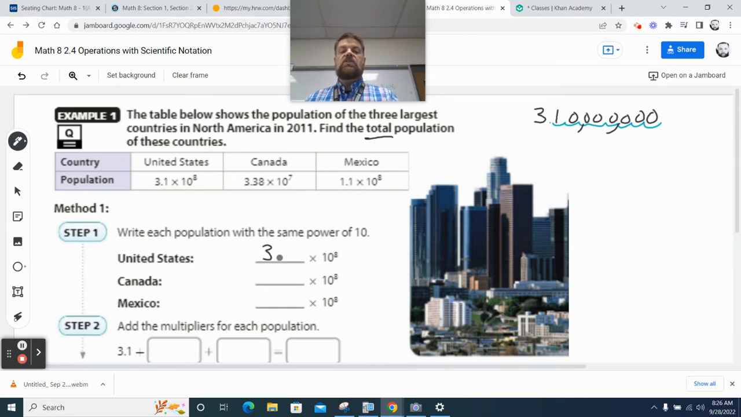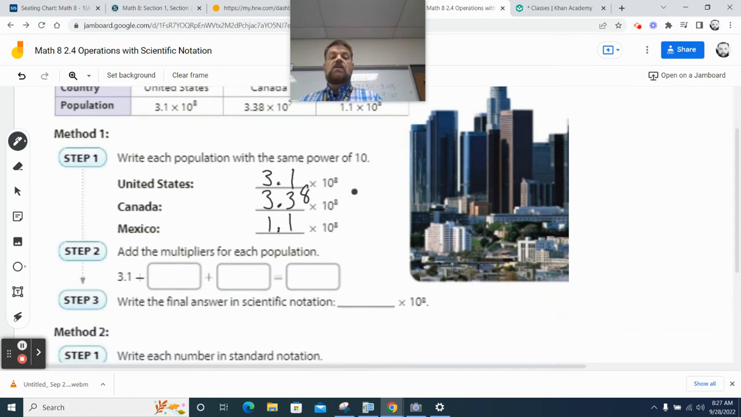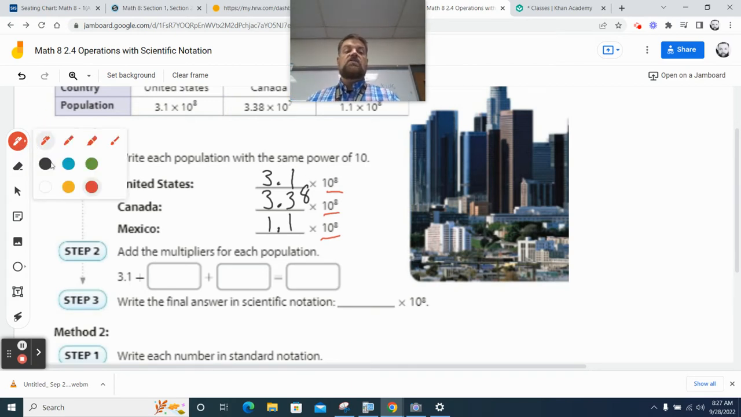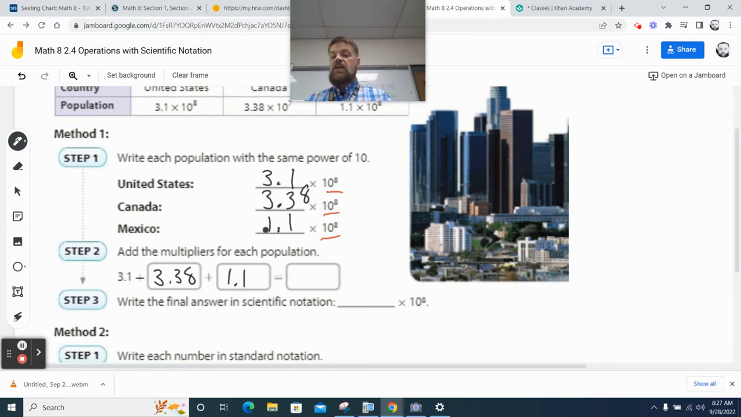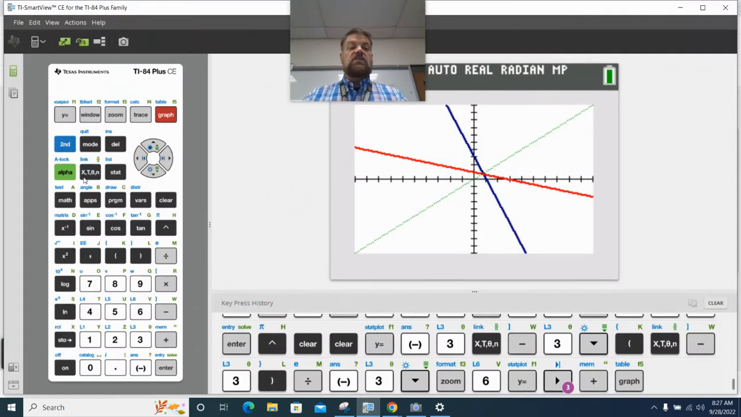So let's do that. This would be 3.1. The next one would be 3.38. And the next one would be 1.1. The next step in scientific notation, this is what makes it easy. Notice that every power of 10 is 10 to the 8th. They all have the same power of 10. So in this particular scenario, I've got 3.1 plus 3.38 plus 1.1. And let's fire up those handy dandy calculators and plug those in.